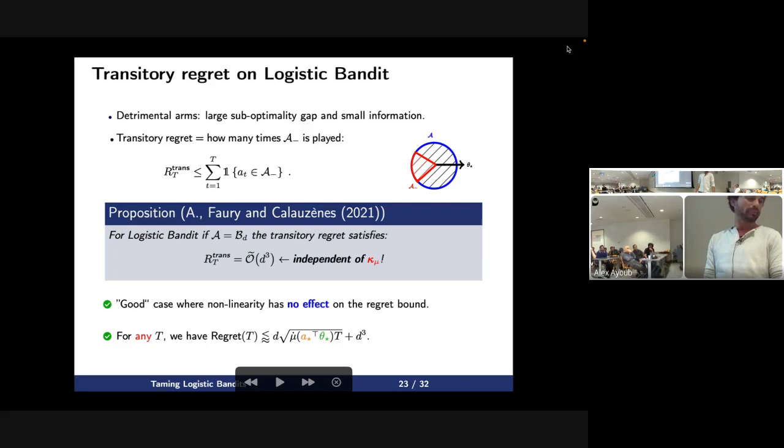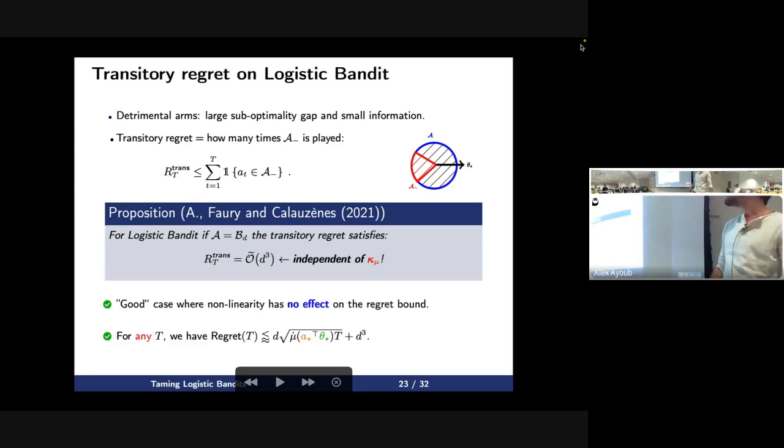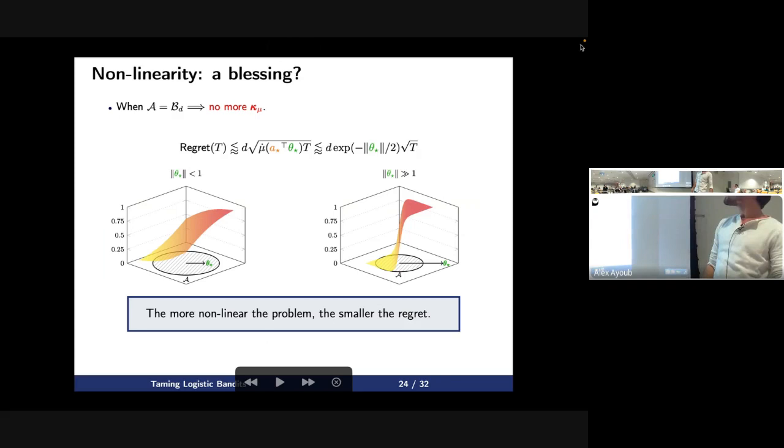For specific situations such as the unit ball, or if we have only k arms, for instance, this transitory regret will scale with k. So it can be independent of kappa mu, but in the worst case, who knows? And so overall, nonlinearity has no effect or a positive effect on the regret bound. That's it. Okay, so that's the claim.